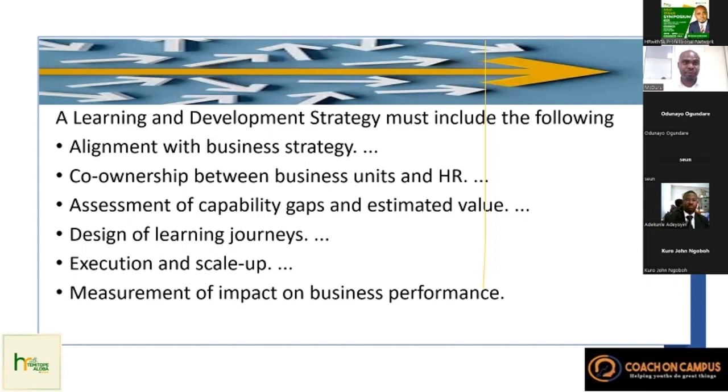Having identified these capabilities and the gaps therein, you use the gaps to design a learning journey for each of the employees. Then after designing the learning journey, you also design an implementation for execution and scale-up. In all of this, you don't forget that you have to measure your impact on the business performance. Without it, the measurement shows, at the end, on your scorecard, what impact it has made to the business.